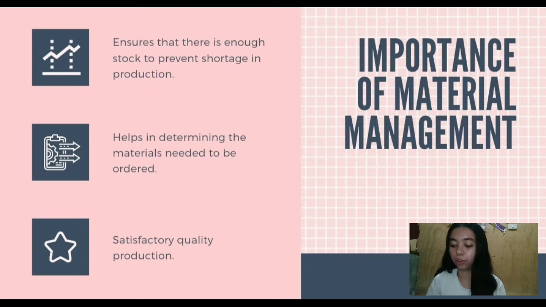Next is satisfactory quantity production. Material management enables the company to produce sufficient quantity and quality. Because material management helps with providing proper and sufficient equipment, the company can offer satisfactory quality of production to the market and to its customers.